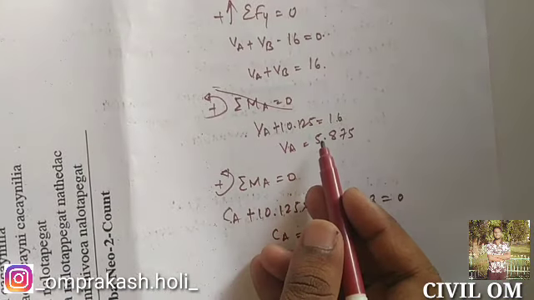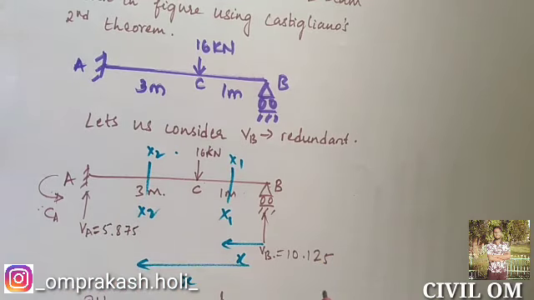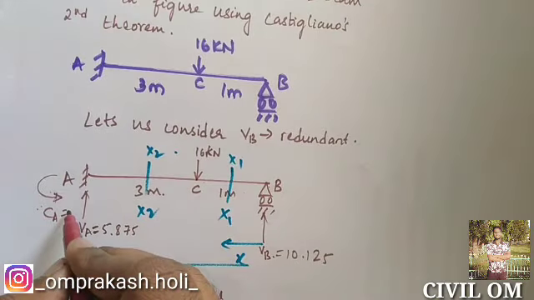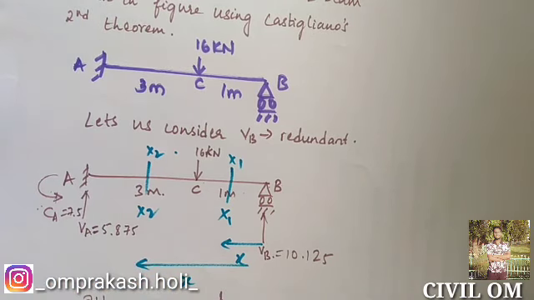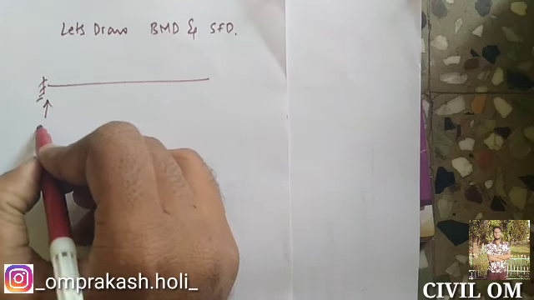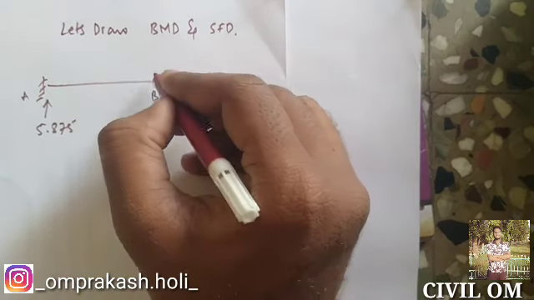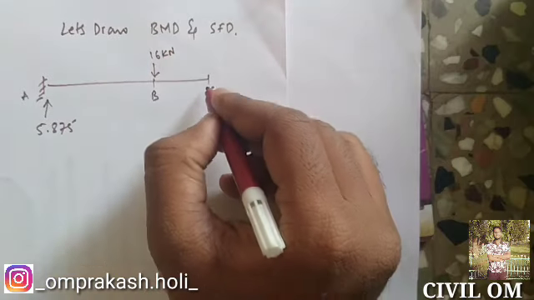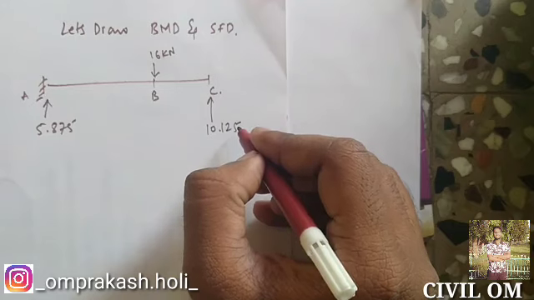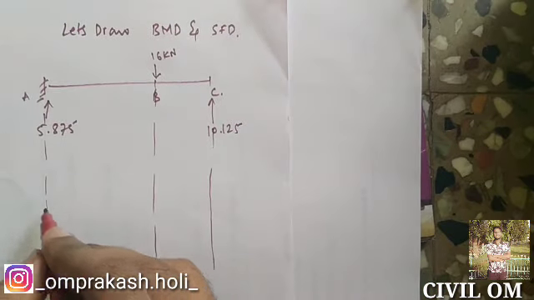By this we found out this. Now after calculating the values, let's put it in the diagram. So VA is 5.875 and CA is how much? It is 7.5 kilonewton meter. Okay. Let's draw the BMD and SFD for this structure. Let's draw the structure once again systematically. So this is A, this is B, this is C. Okay. And this portion is 16 kilonewton. This portion is 10.125. And what we have here, let's put it exactly in the downward direction.